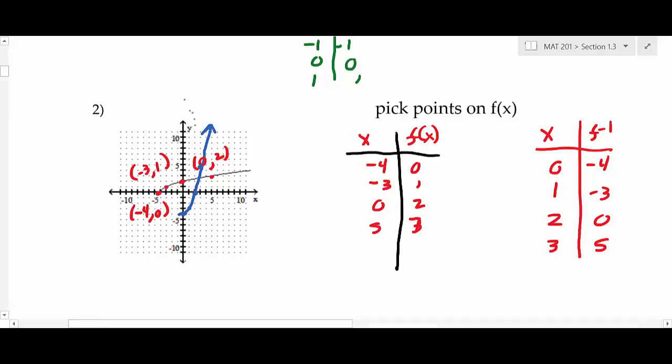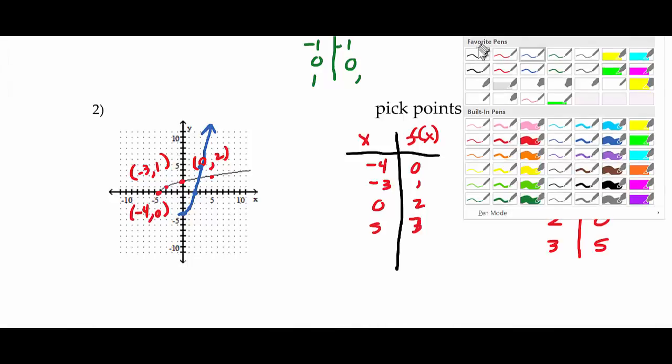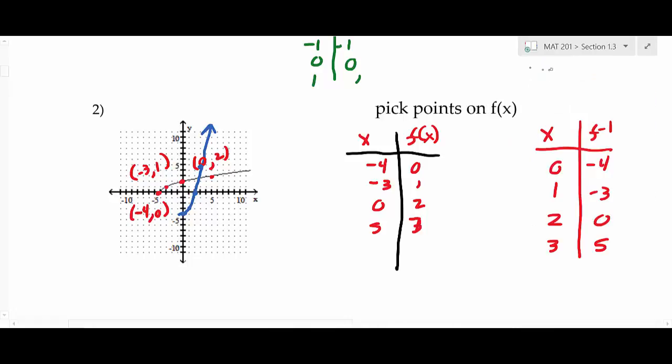Y equals x. So the idea would be, if you just sketch a 45-degree line on that, then it'll have that particular type of symmetry. So it's just kind of going something like that. That's my y equals x line. Okay? All right, how's that look?